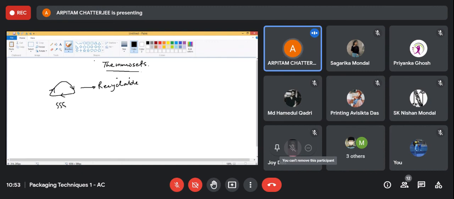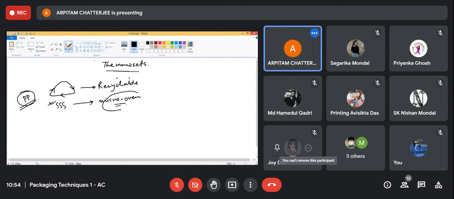Sometimes you will see a symbol like this. What does it mean? So something related to heat. Yes, obviously. That means you can put this one in the microwave oven. Okay, that is because this plastic has a high degree of heat resistance. Generally, if it is made of polypropylene, then it can be directly put inside the microwave oven.